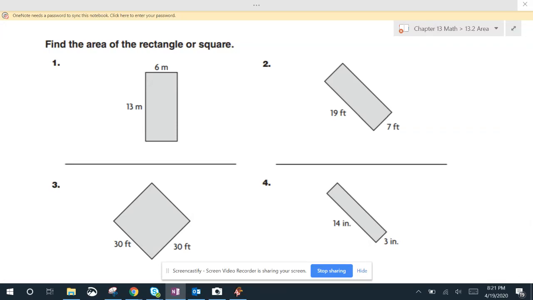Okay, this part we're going to treat like a share and show. So I'm going to read the directions to you, and then you're going to press pause. You're going to solve the problems, and then you're going to press play to check your answers.